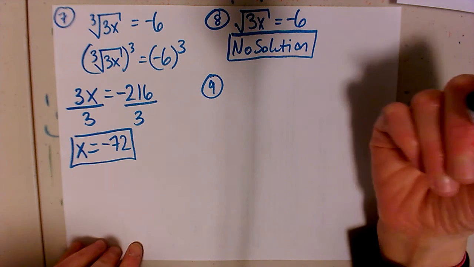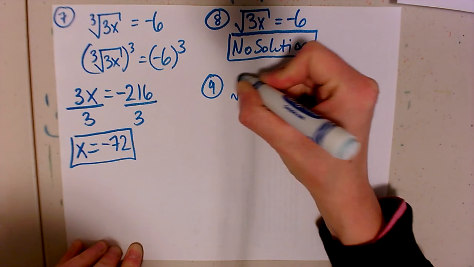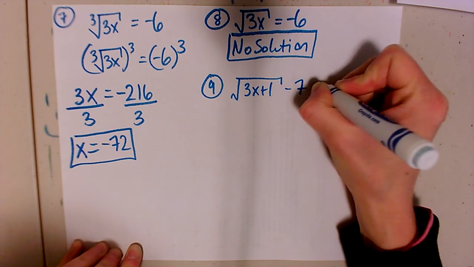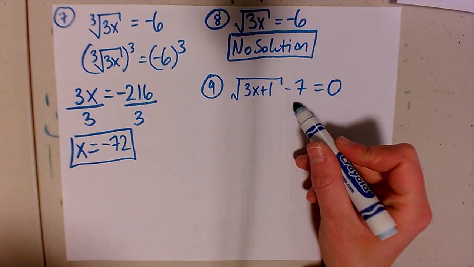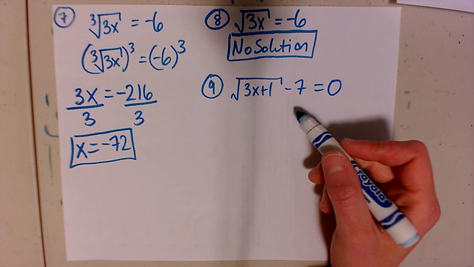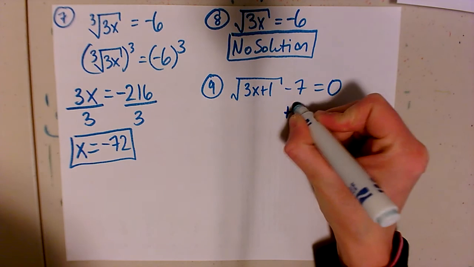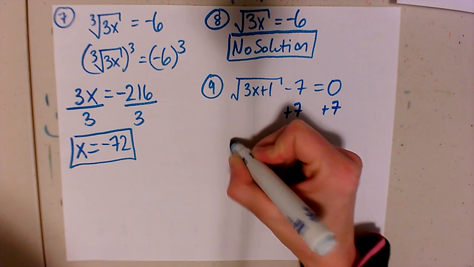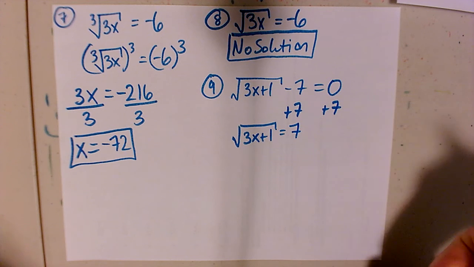Alright, for number 9, we have the square root of 3x plus 1 minus 7 equals 0. So we haven't seen anything like this yet today. In this problem, we have a radical with something being added or subtracted to it on the same side of the equal sign. So what we want to do is get this radical by itself. So I'm going to add 7 to both sides. So now I have root 3x plus 1 is 7.